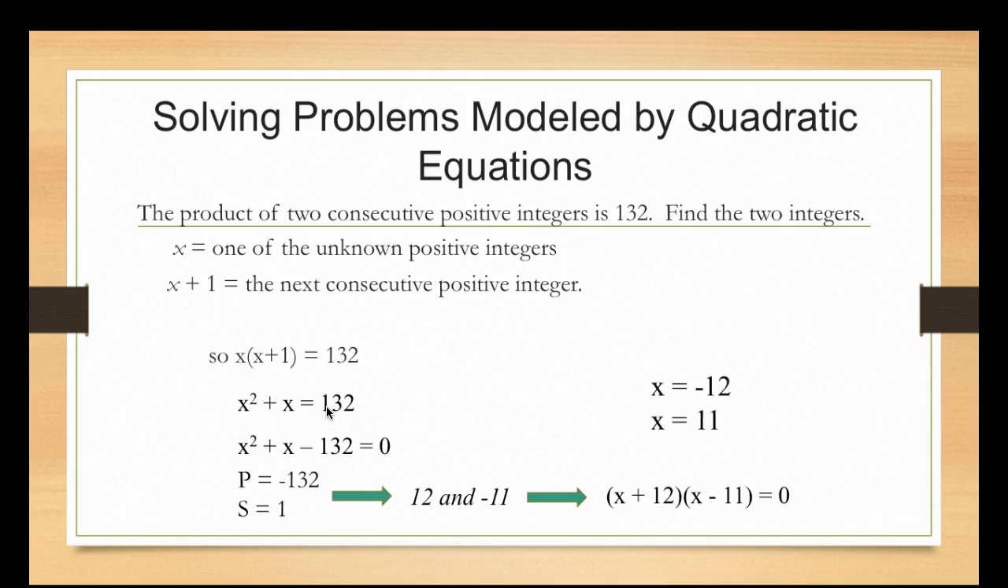So x will equal negative 12 and 11. Be careful. The question says consecutive positive integers. That means that x cannot equal negative 12. So x is 11, and if x is 11, the next number is 12.